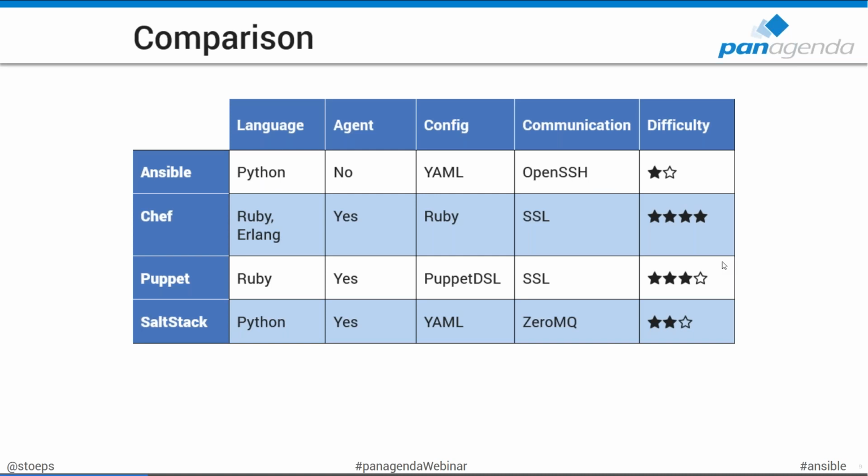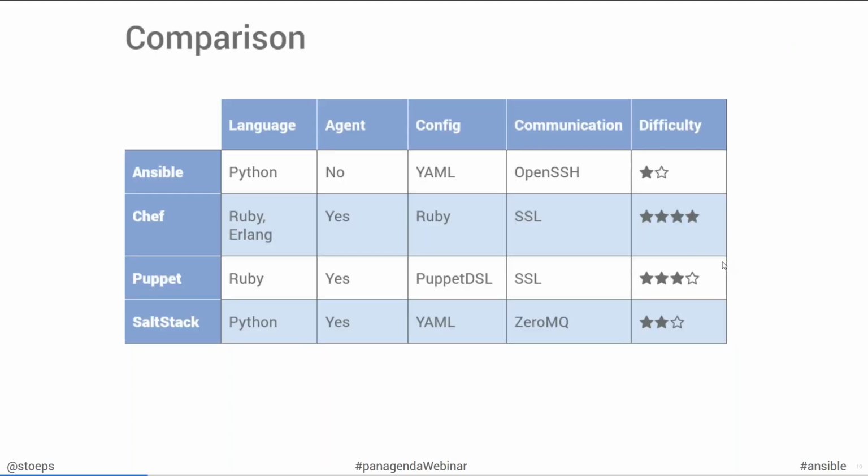So Ansible is Python-based. There is no agent needed for the clients to install. And the config is based on YAML. Communication protocol is SSH, and it's not that difficult. Chef is difficult, uses SSL, so it's quite secure too. But the config is Ruby and often a little bit complicated. Puppet is quite okay, and SaltStack is Python-based too, but the communication protocol is 0MQ, and I never had a look into it. So I like the Ansible way.